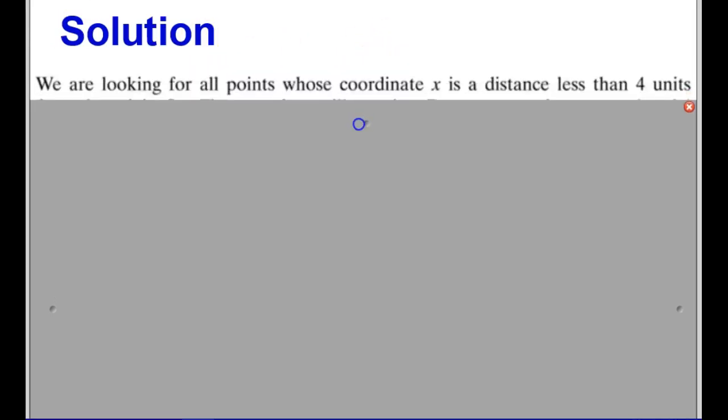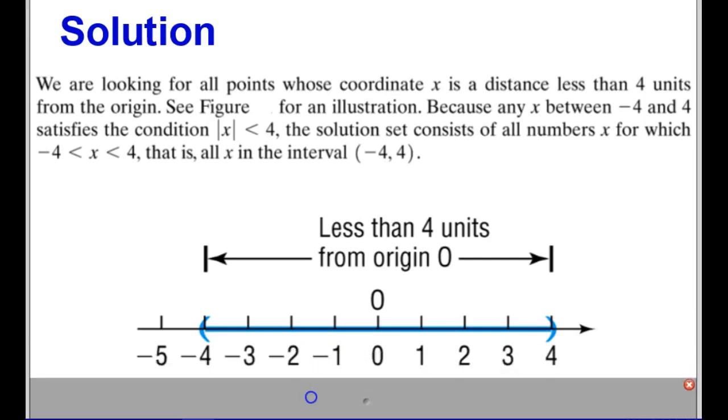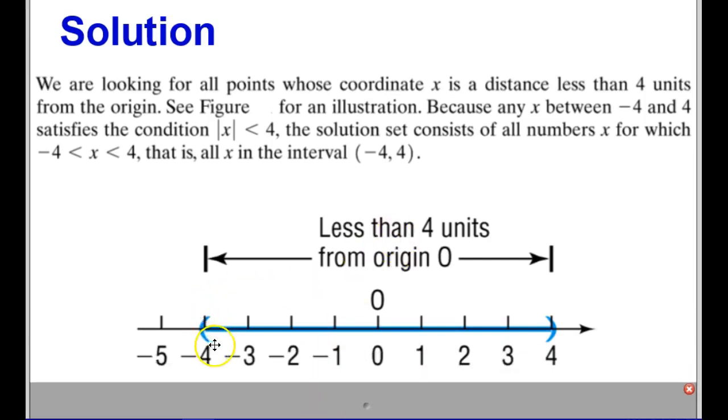So first, it's kind of easier to think about this as pictures and words. I'm looking for all points whose coordinate x is a distance less than 4 units away from 0, or from the origin. Okay, so here is my picture. I see everything in here is less than 4 units away from my 0. So my interval would be negative 4 to 4, not including both of those.